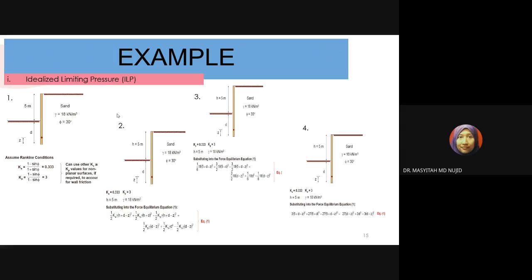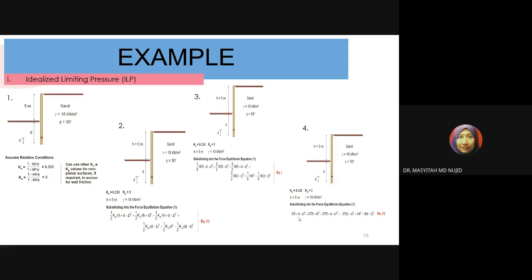This is how we can solve the example using the idealized limiting pressure. First of all, you have to find the active and passive lateral earth pressure coefficients. Ka is 0.33 while Kp is 3. Then you substitute into the force equilibrium equations, with simplification. And next, you simplify the force equilibrium equation again.